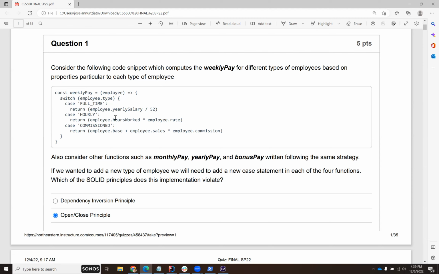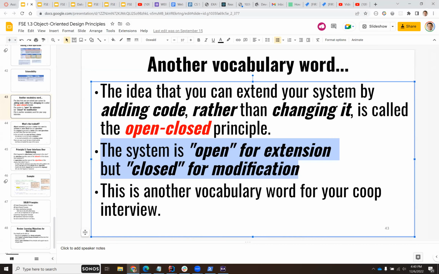Well, it violates open-close because if you want to add a new type of employee, you're going to have to go back and modify this switch statement, right? You have to modify the switch statement with a new type of employee, and you're also going to have to modify monthly pay and yearly pay and bonus pay. They're all going to have the same switch case, right? That you have to add this new employee to these 4 different functions. So you have to modify code that you have already written. So it breaks the SOLID principle of open-close, right?